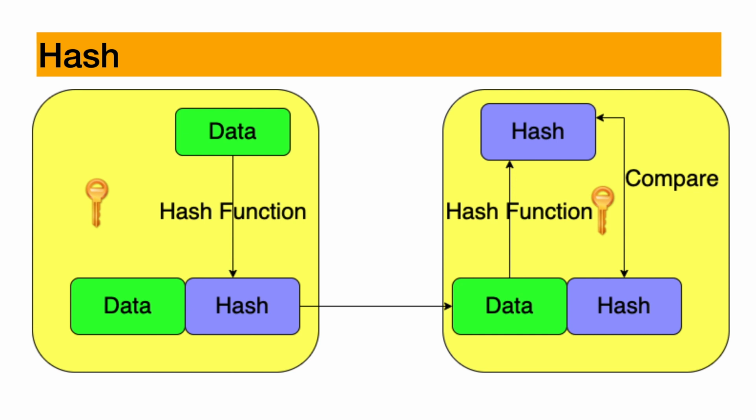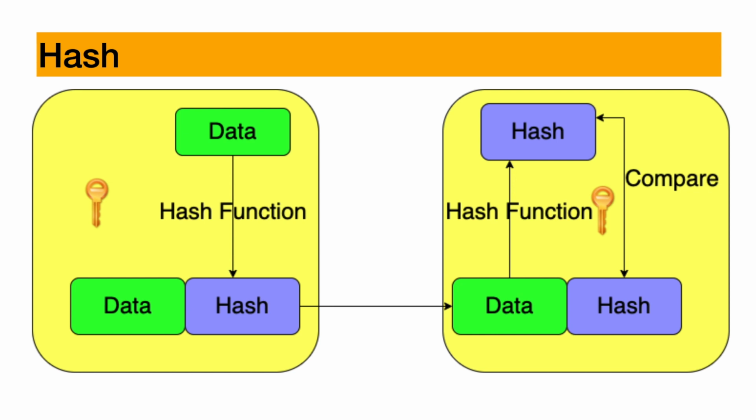Okay, now you can see the diagram here. We have data. We apply the hash function on the data. What will happen is that the hash function will create a hash string, and it will attach the data with it, and then it will send it to the receiver or client.